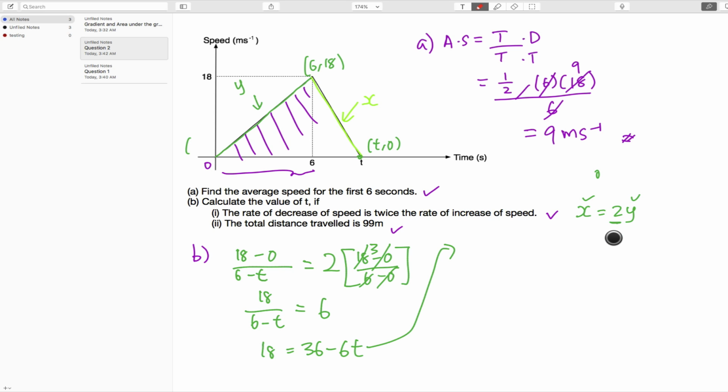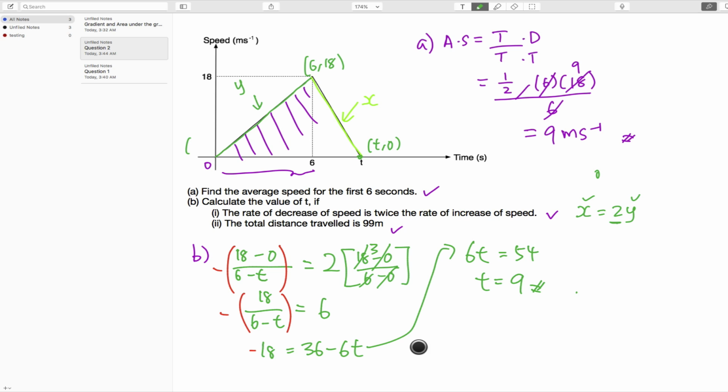What I'm doing here is wrong, because this speed actually is decreasing. When the speed is decreasing, I believe you should have a negative value for your x. So I believe you have to add a negative over here. Then I continue: I move the 6t to the other side, positive 6t, and 18 to the other side, plus 18. It's 54, and then t is actually 9.